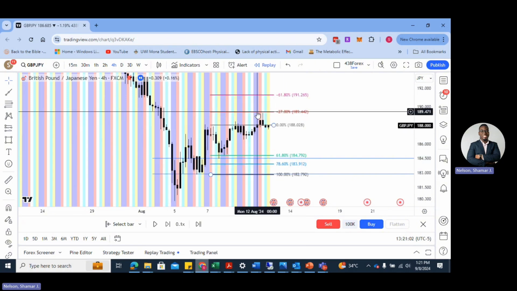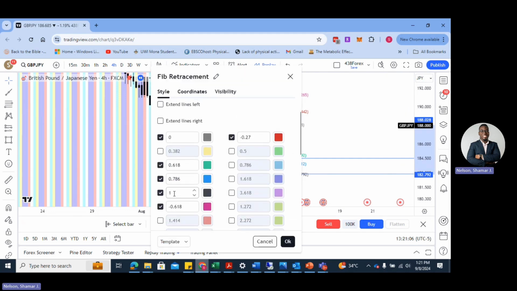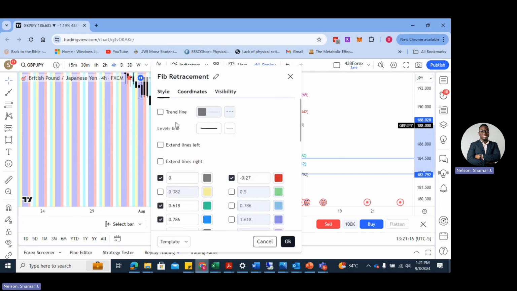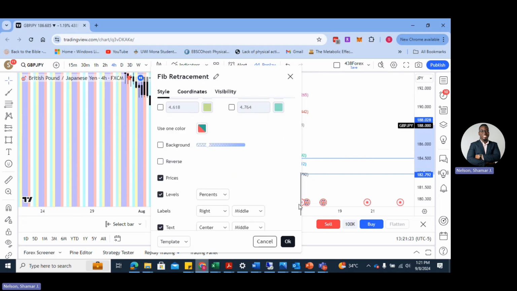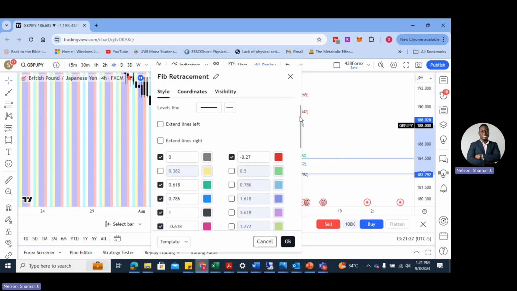You also want to have the 0 level, 100%, 1. You want to have the 0.618. You want to have the 0.786. And you want to have the negative 27. So those are the levels you want on there. And you also want to turn off the trend line. You want to unclick extend lines left and extend lines right. You want to turn off the background, and you want to turn off the reverse. And that is pretty much it.